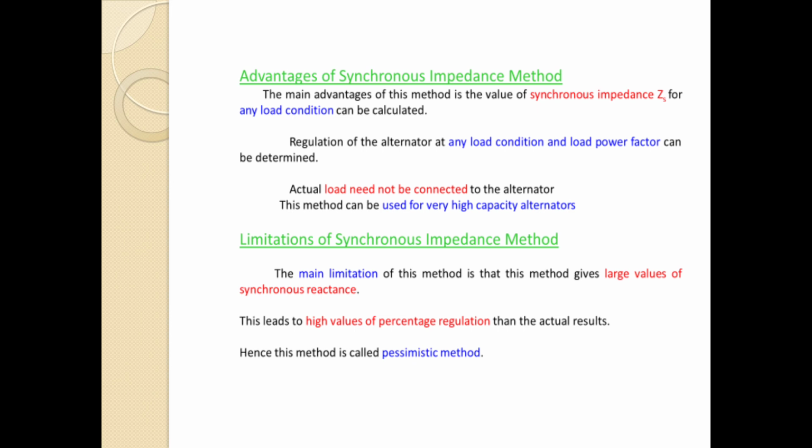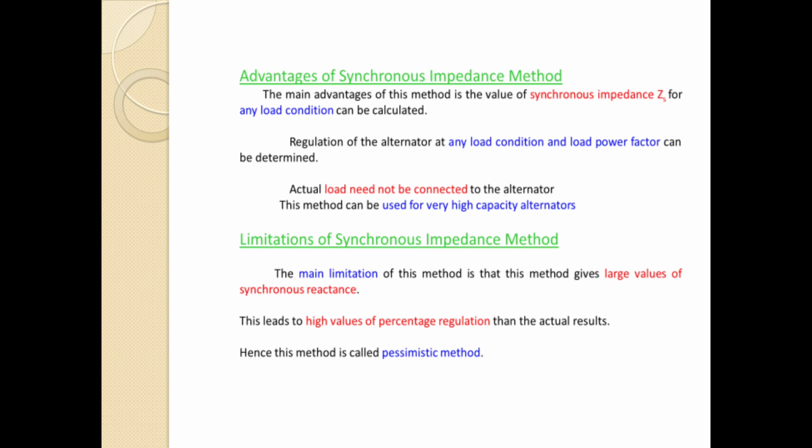Advantages. The main advantage of this method is that the synchronous impedance is found from a test, and the regulation of the alternator for any load condition and any power factor can be determined. Actual load need not be connected to the alternator. This method can be used for very high capacity alternators.